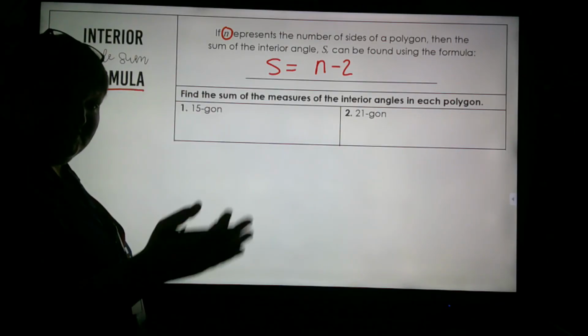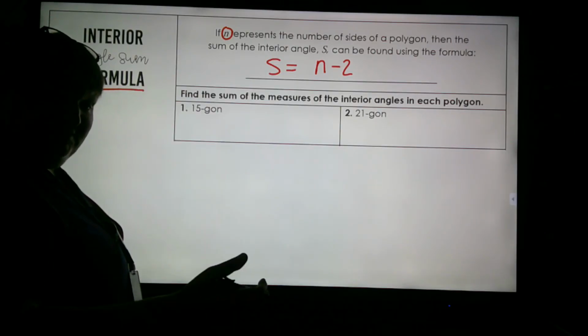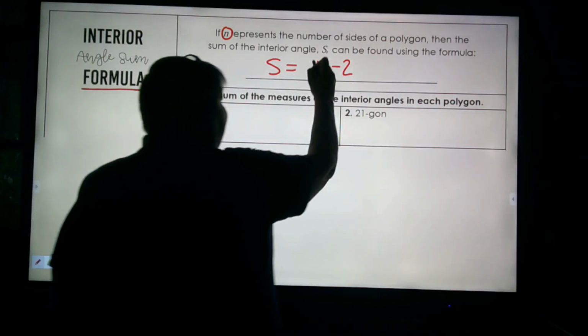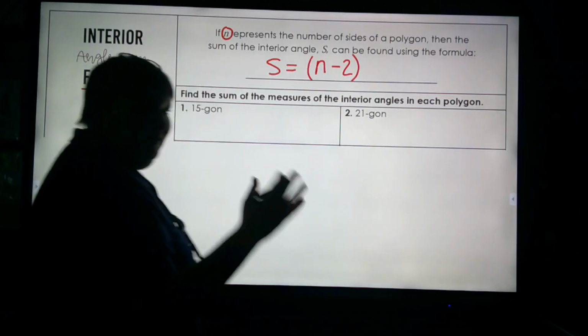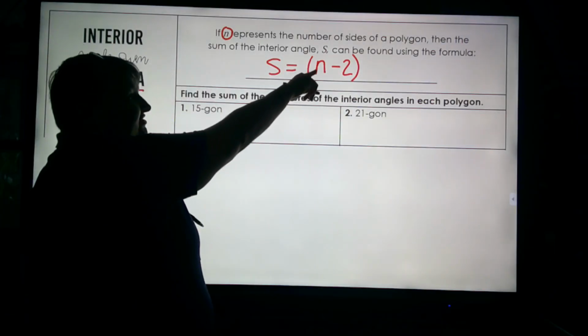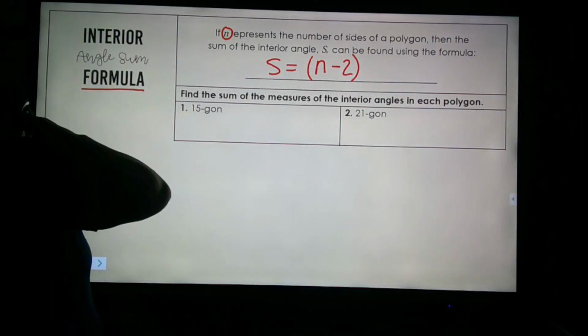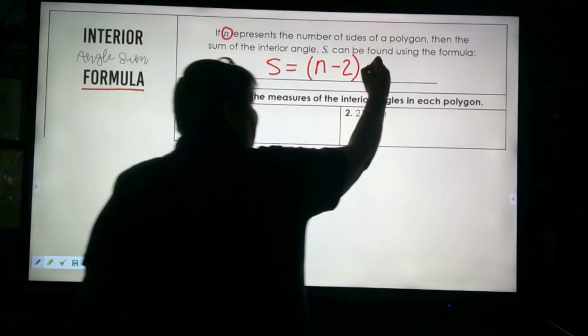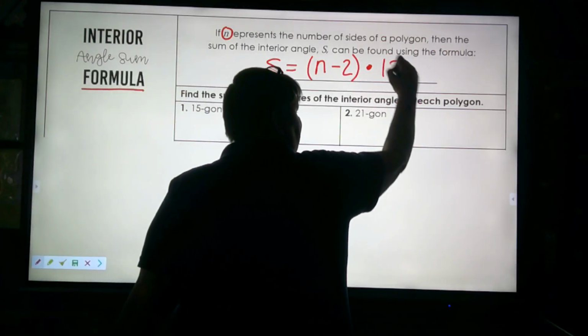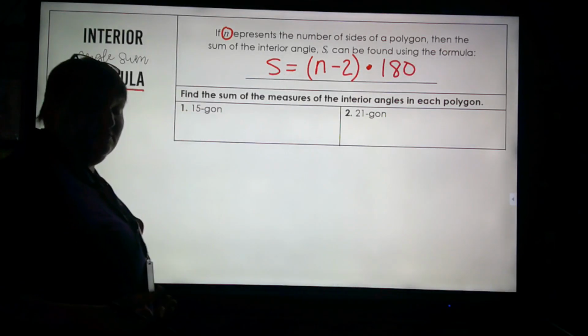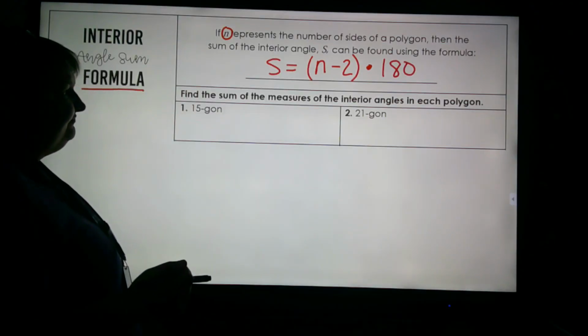When there were 5 sides, there were 3 triangles. So n minus 2 times, right? Because we want to do this first, we're going to put it inside parentheses. And it also means times, right? Times 180, because the original triangle has to equal 180 degrees.